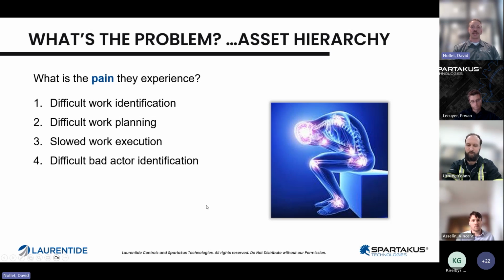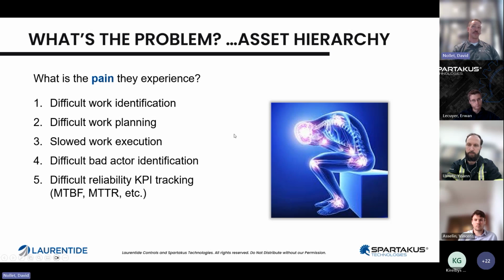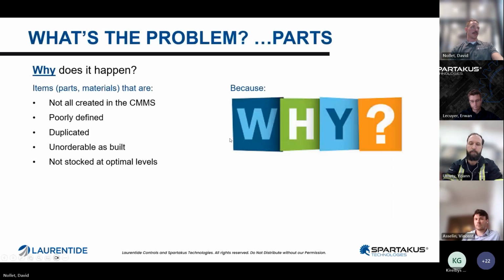And bad actor identification, well, my case packer is one equipment. Is that my bad actor? Because that's going to make for a difficult bad actor analysis if I'm trying to look at that level to see really what the problem is. And then from there, other more advanced reliability engineering metrics like mean time between failure, mean time to repair. What am I really looking at? So that's kind of the problem we see for hierarchy in a nutshell.